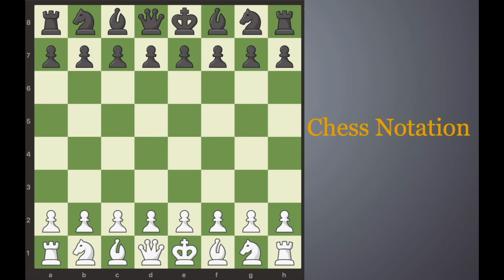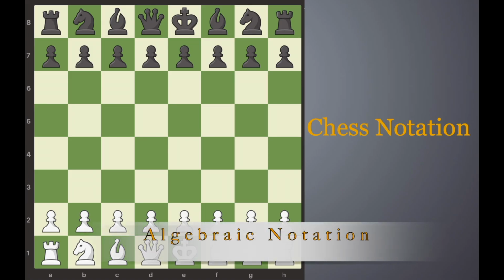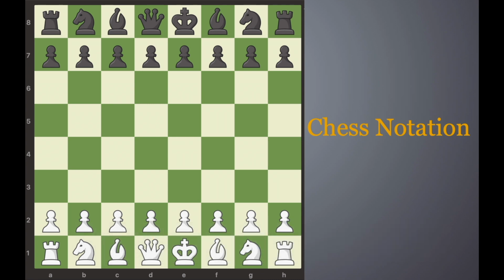Each move in a chess game is recorded using algebraic notation. It's the official method to record the game, and this is how we read, write and talk about the game. You need to know how to record the games. It's very simple and easy to learn.